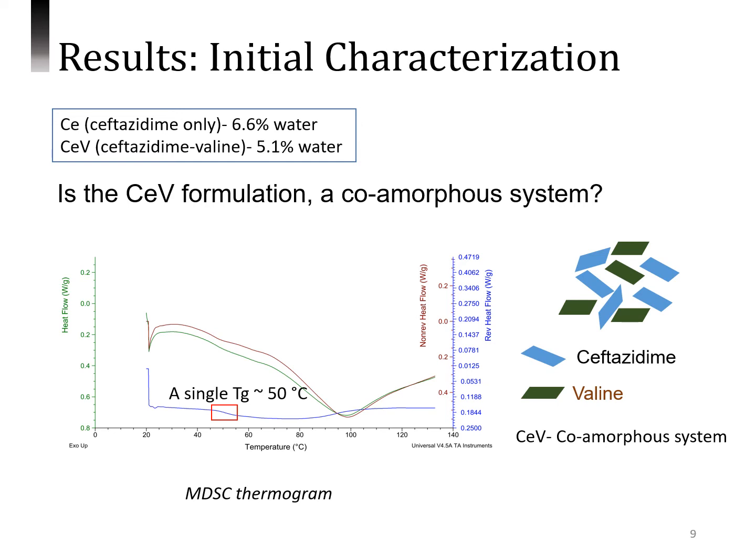However, the technique doesn't provide information regarding phase in the matrix, and hence modulated DSC was used to assess if the ceftazidime valine amorphous matrix was monophasic or biphasic. Co-amorphous system would show a single glass transition as shown in the diagram, and so a single Tg at around 50 degrees Celsius suggests that the ceftazidime valine formulation was a co-amorphous system.